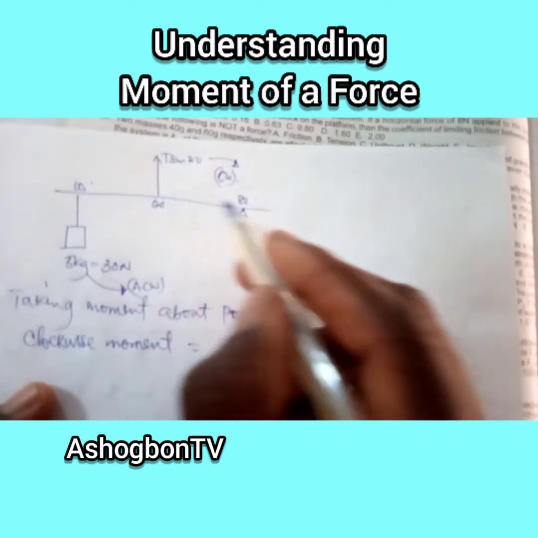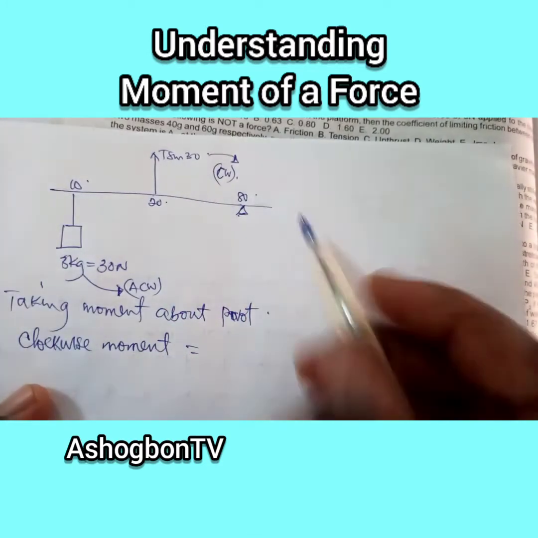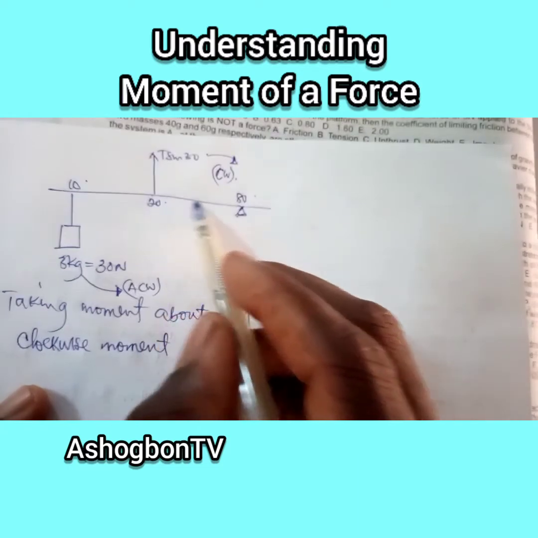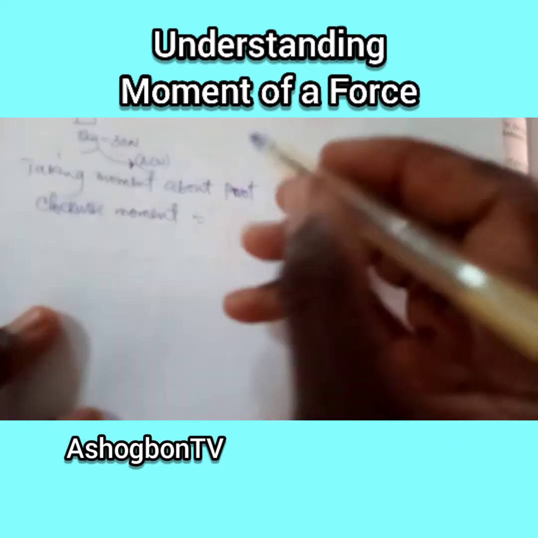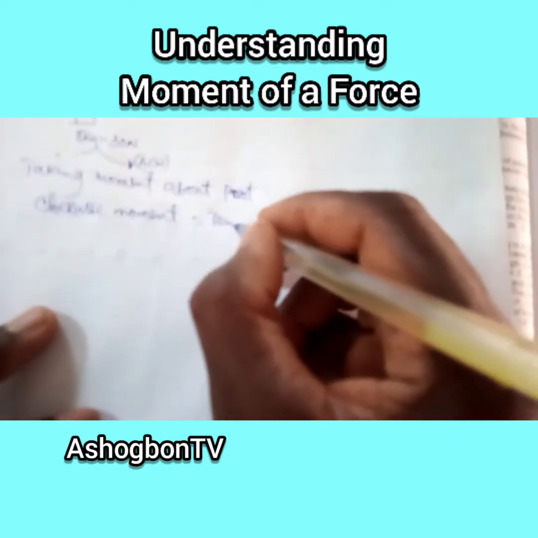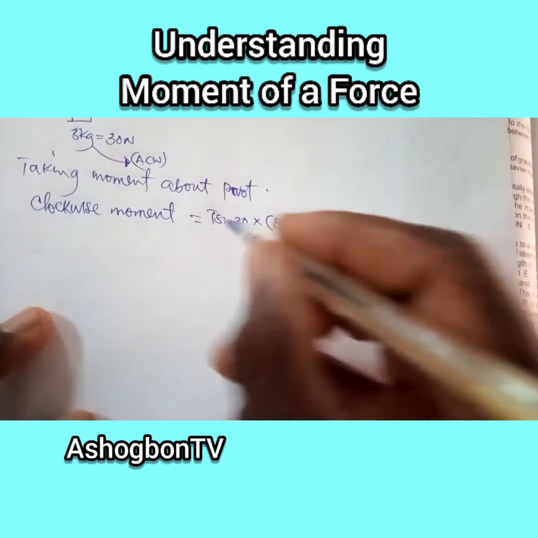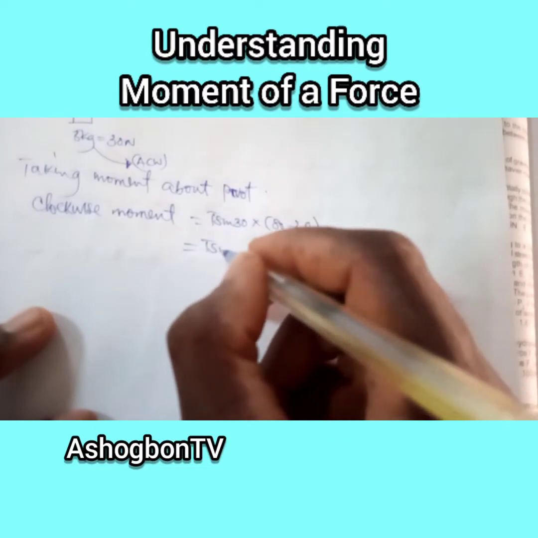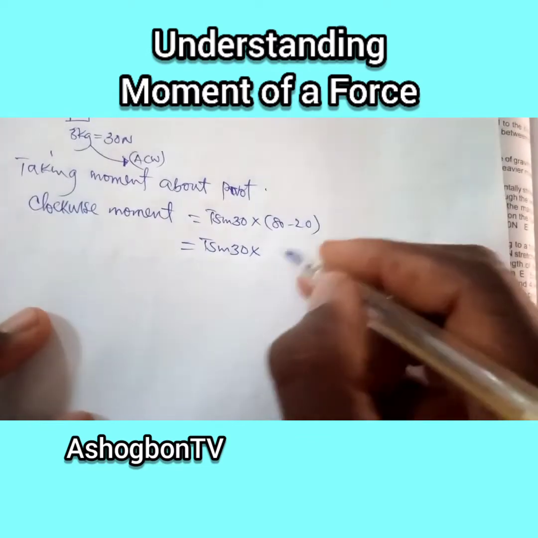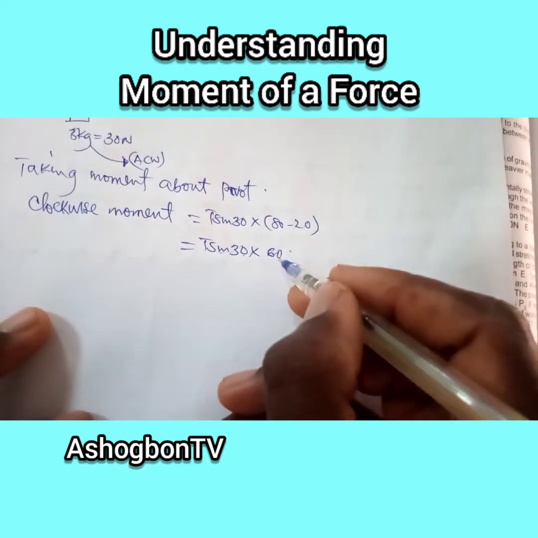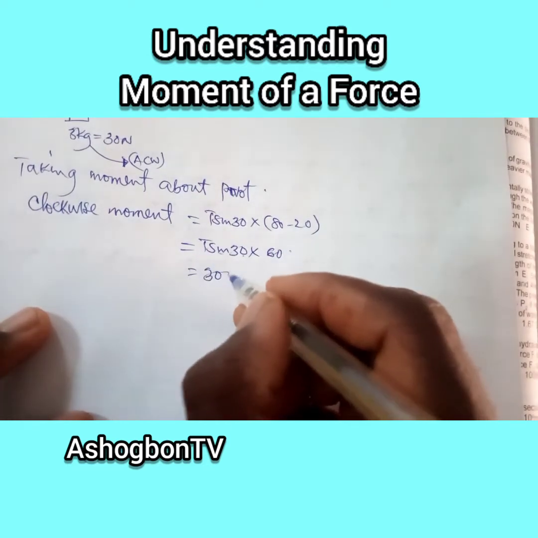Now we are going to find the difference between these 2 points, and that is 80 minus 20. If you do that, that will give you the distance between them. So we have T sine 30 times 80 minus 20. That's what I do whenever I'm given points. So what will this be? This is going to be 60. The sine 30 is what? Half of 60 is what? 30. So you have 30T.